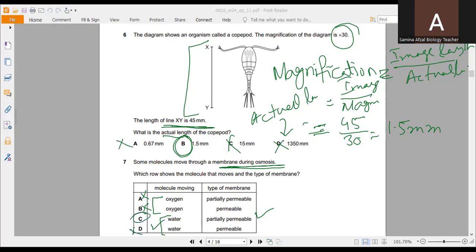A, B, and D are not correct. Permeable means it allows all the molecules to pass through it, but permeability is not required. Only partially permeable is required, through which only water molecules can pass.